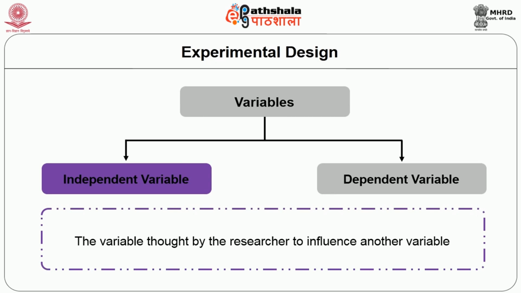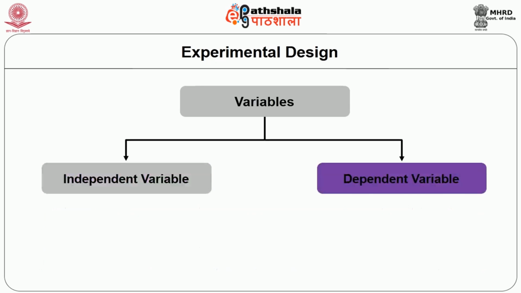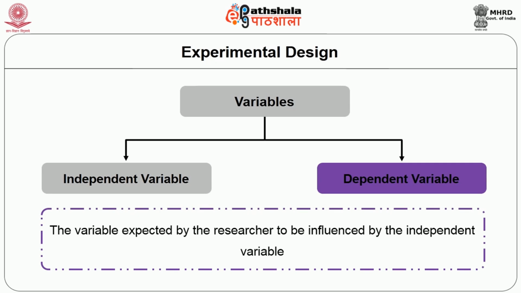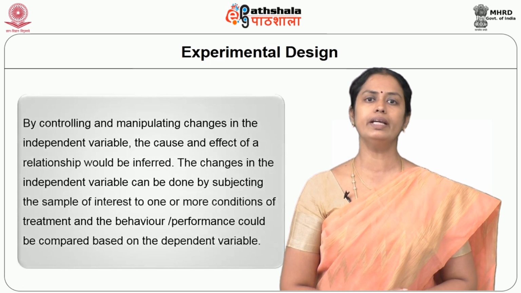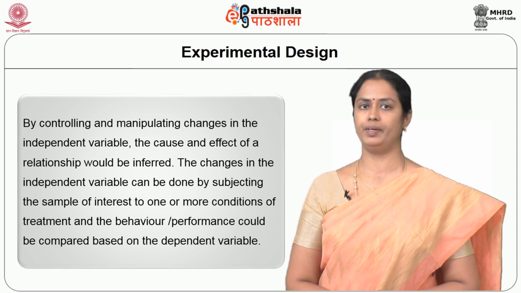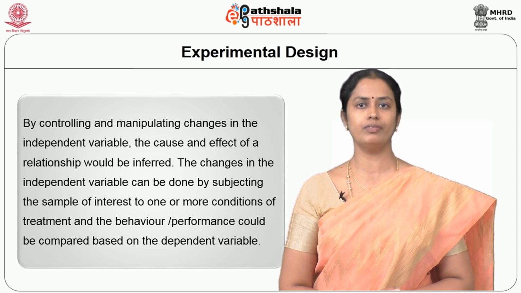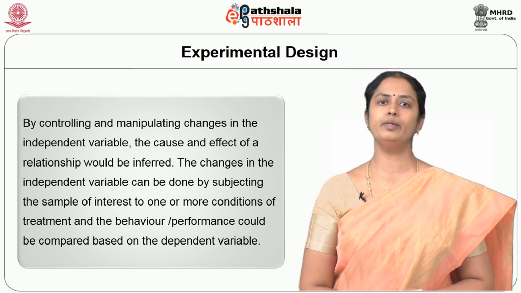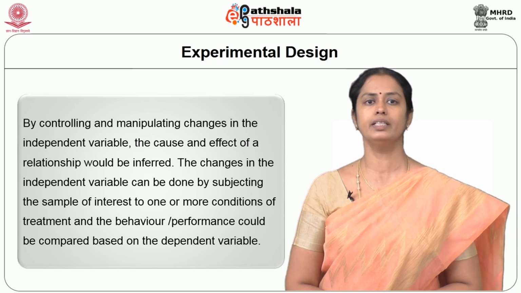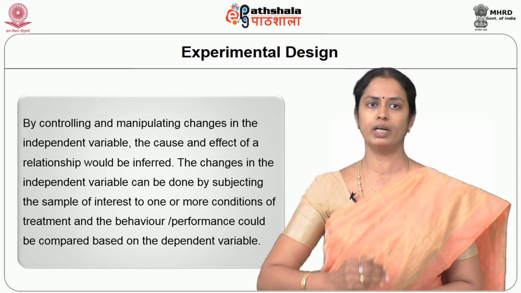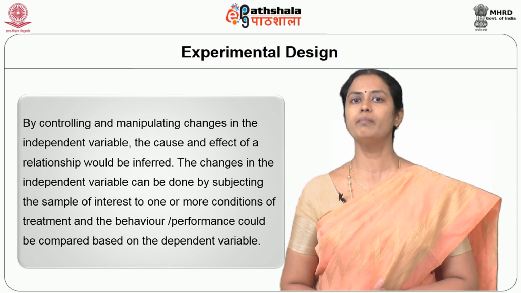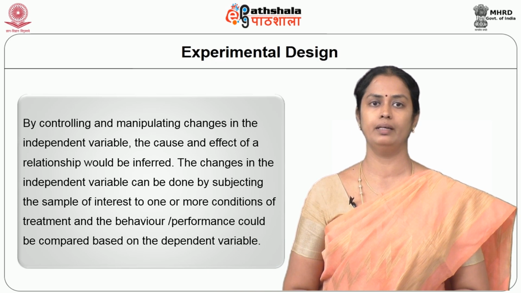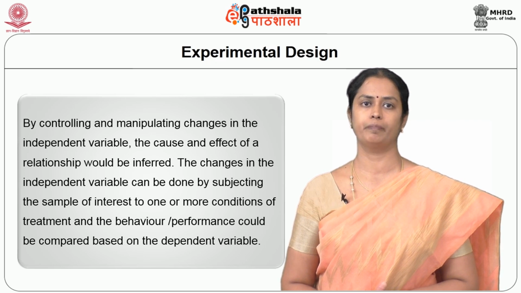Independent variable is a variable thought by the researcher to influence another variable, whereas a dependent variable is the variable expected by the researcher to be influenced by the independent variable. By controlling and manipulating changes in the independent variable, the cause and effect of a relationship would be inferred. The changes in the independent variable can be done by subjecting the sample of interest to one or more conditions of treatment, and the behavior or performance could be compared based on the dependent variable.